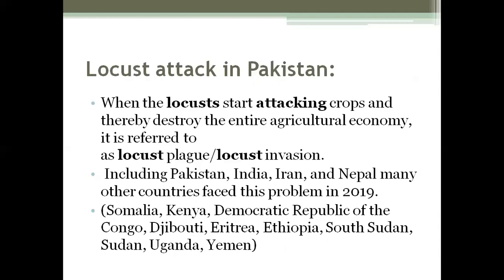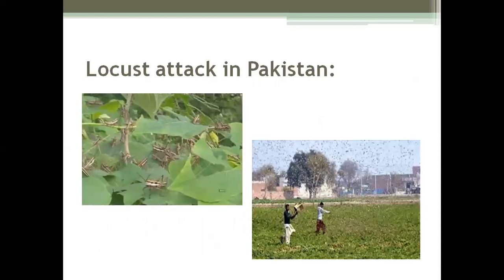There are some countries mentioned here like Somalia, Kenya, Democratic Republic of Congo, and many other places. See how they attack. You can see these locusts on these leaves. Okay, so they destroy your whole harvest. Okay, and many crops this year in Pakistan are destroyed by this locust attack.